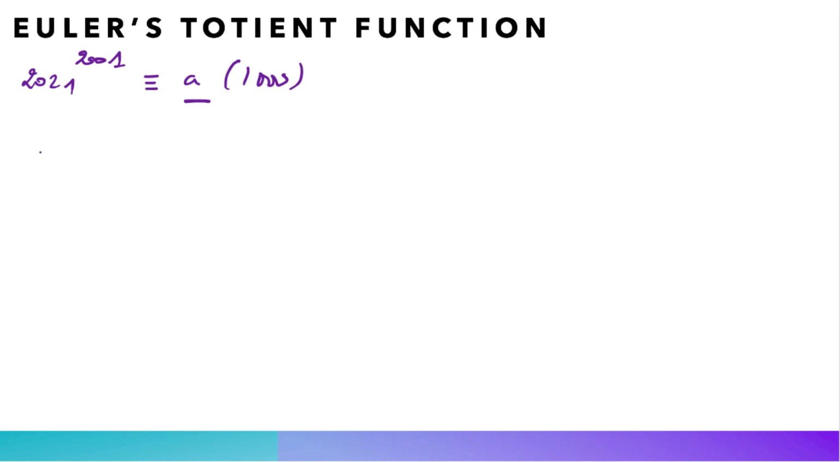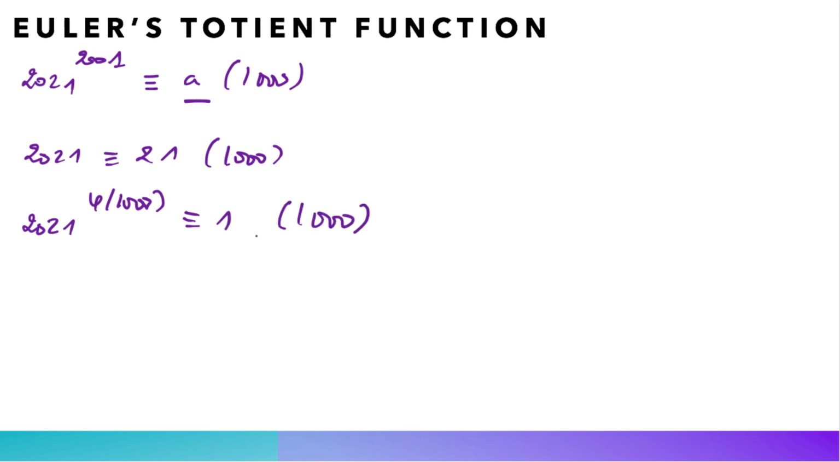Okay, so first we know that 2021 is congruent to 21 modulo 1000, and we know that 21 and 1000 are coprime. They do not share any common divisor because the prime divisors of 21 are 3 and 7, while the prime divisors of 1000 are 2 and 5. Hence, one can apply Euler's theorem, which states that 2021 to the power phi of 1000 is congruent to 1 modulo 1000. Correct?